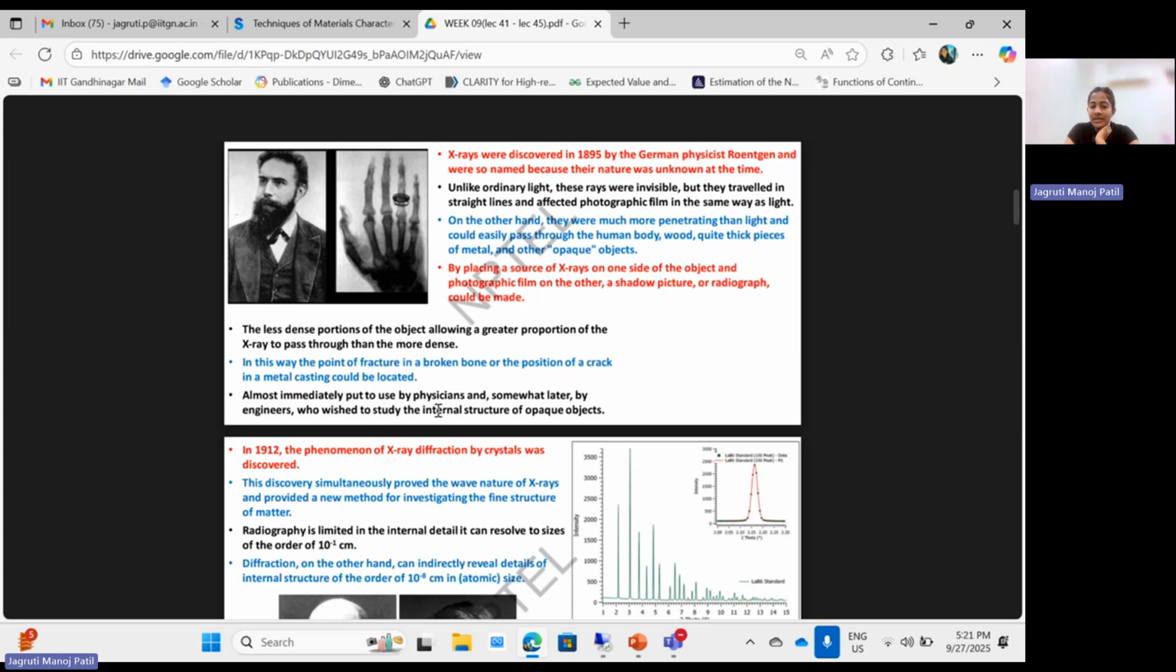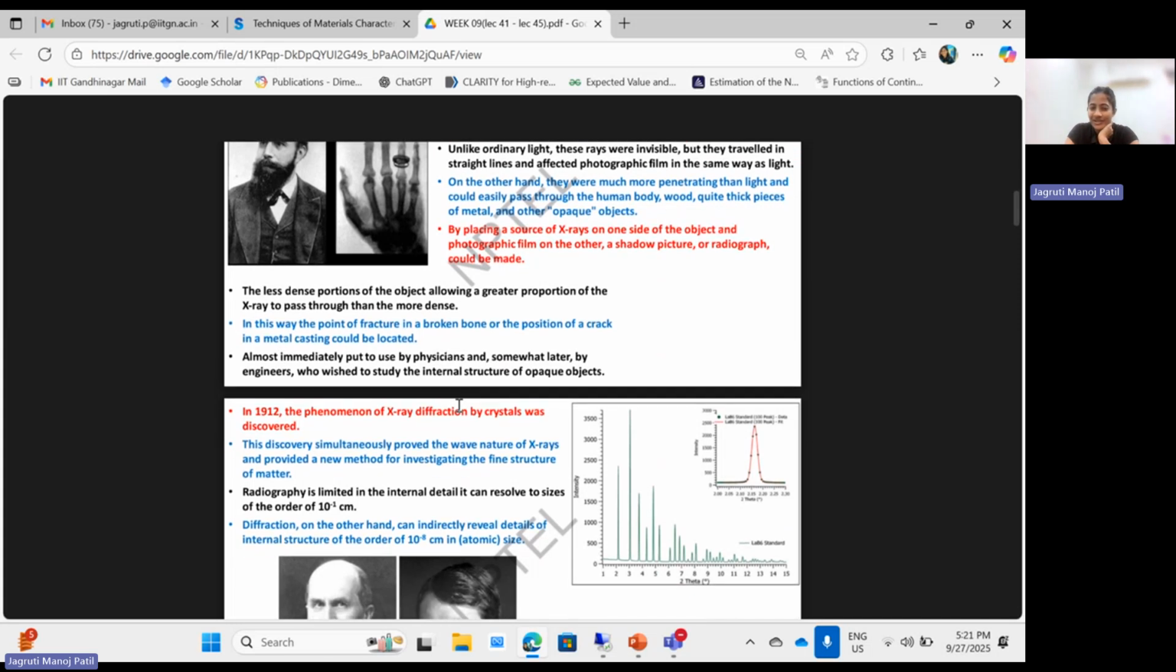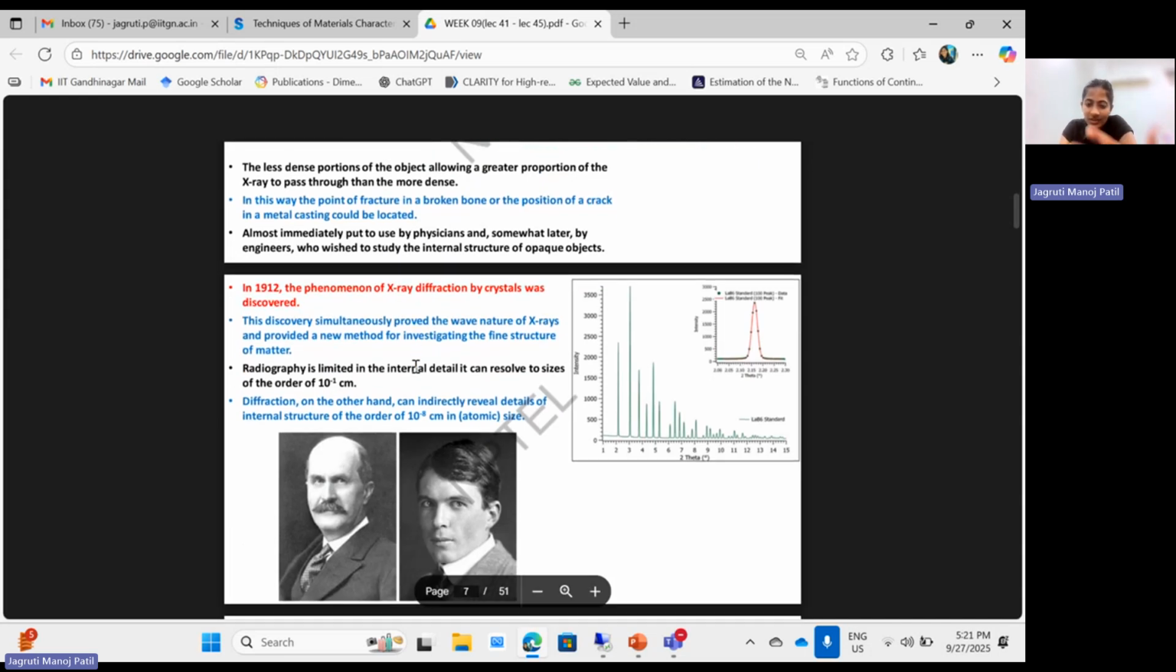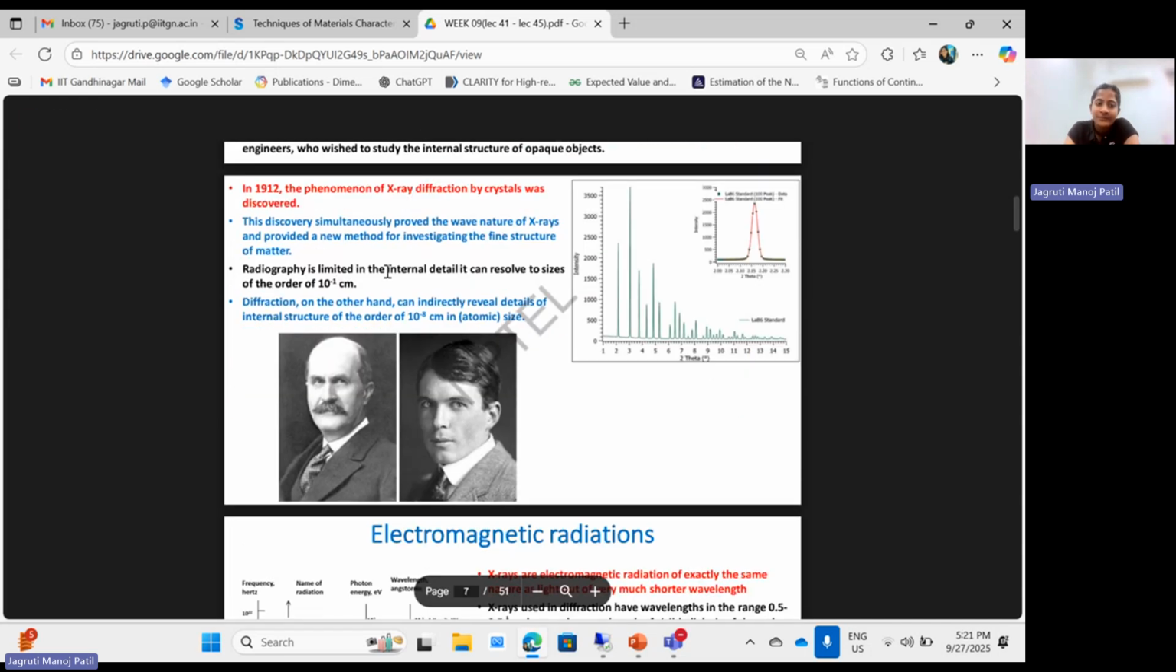Now, X-rays were almost immediately put to use by physicians and somewhat later by engineers who wished to study the internal structure of opaque objects, which are not electron transparent, right? And in 1912, the phenomenon of X-ray diffraction by crystals was also discovered, and through that they could see the fine structure of matter too. So radiography, nowadays you have X-ray tomography, or micro-CT. All of these instruments will give you the X-ray characteristics of your material, and then you can resolve the material to finer dimensions.